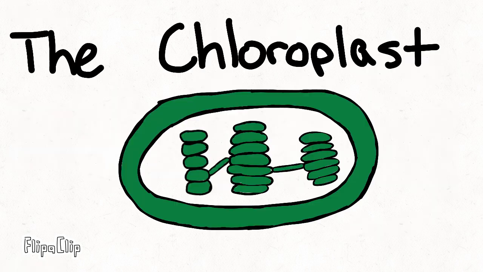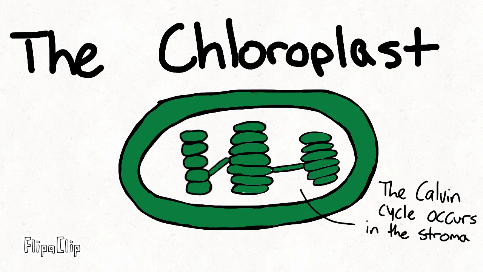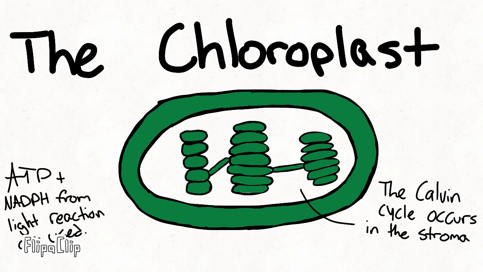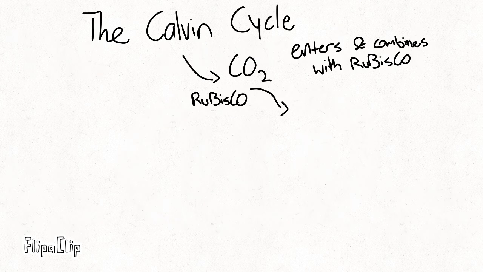The Calvin cycle occurs in the stroma of the chloroplast. The ATP and the NADPH products from the light reaction are used. First, carbon dioxide enters and attaches with rubisco. Rubisco combines with the carbon molecule ribulose bisphosphate.